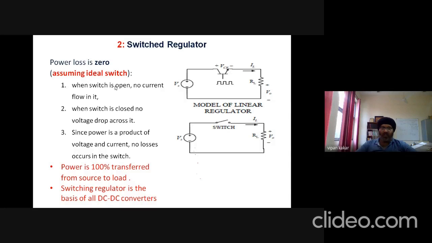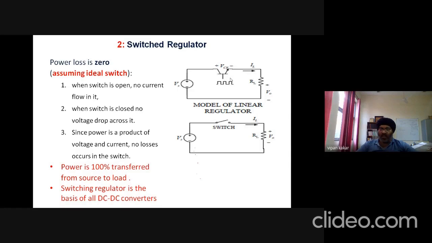So let's start with the switched regulator. Looking at this circuit, when the switch is open, meaning the switch is off, no current flows through it, the transistor is off, and the load is now disconnected from the supply, so no current is flowing. Now when the switch is closed, that means the transistor is turned on, and the load gets connected to the voltage supply. So now the current starts to flow in the circuit.